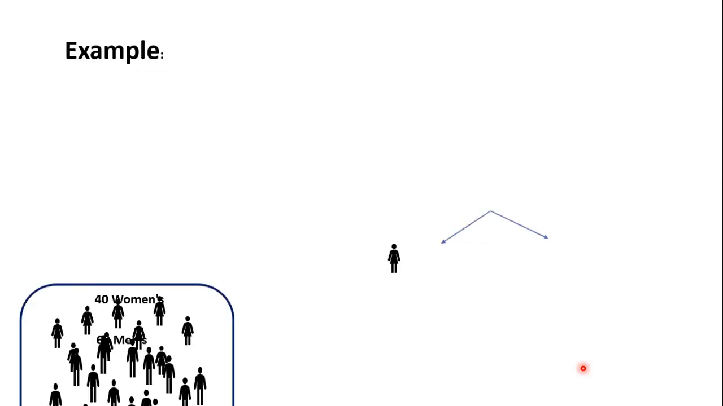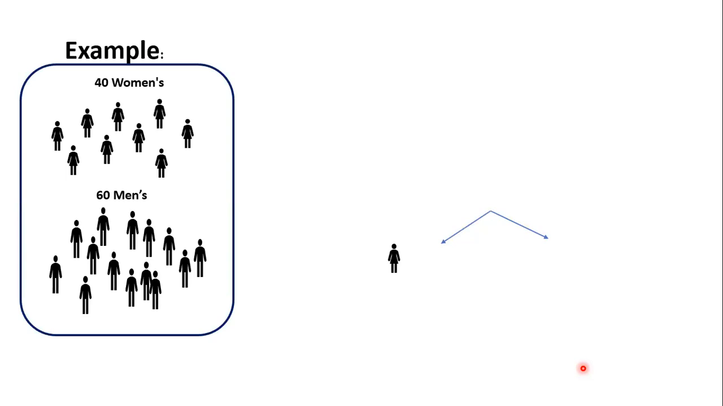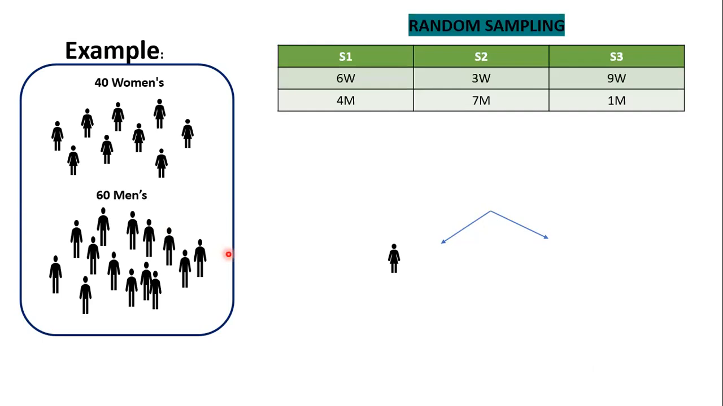Here we have a population of 100. This 100 consists of 40 women and 60 men. In simple random sampling, when we do it the first time, we may get 6 women and 4 men. When we do it the second time, we get 3 women and 7 men.